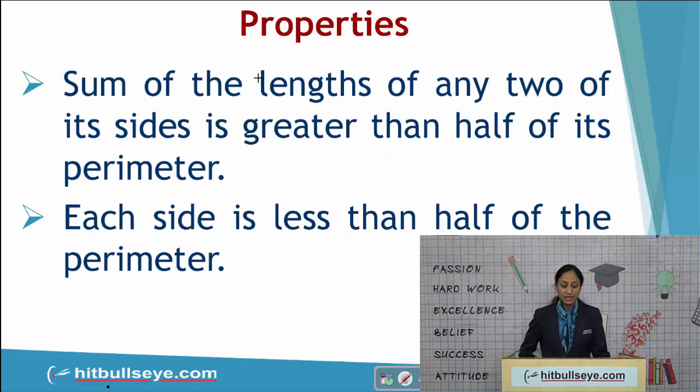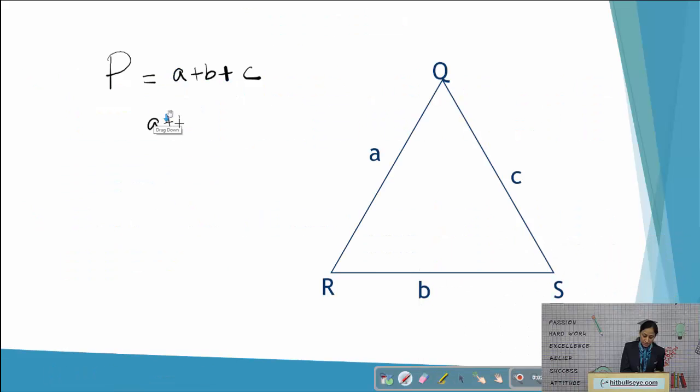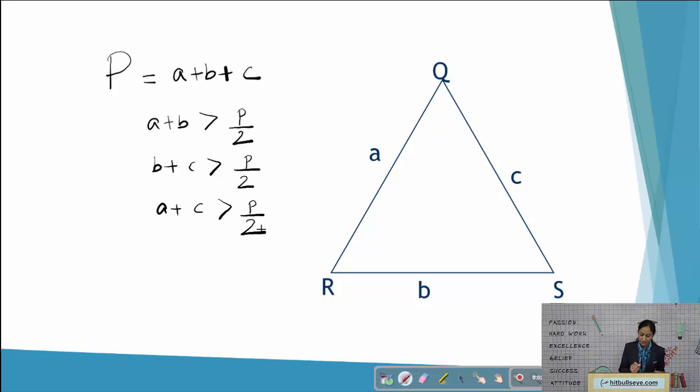This property says that the sum of the lengths of any two of its sides is greater than half of its perimeter and each side is less than half of the perimeter. That is, A plus B is strictly greater than half of P, B plus C is strictly greater than half of P, and A plus C is also strictly greater than half of P. Also, A is less than P by 2, B is less than P by 2 and C is less than P by 2.